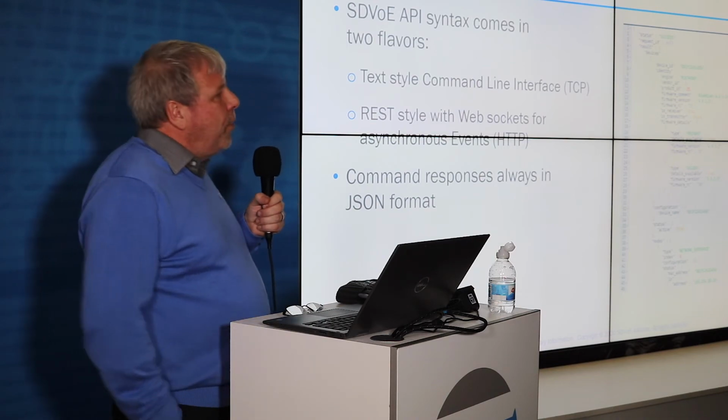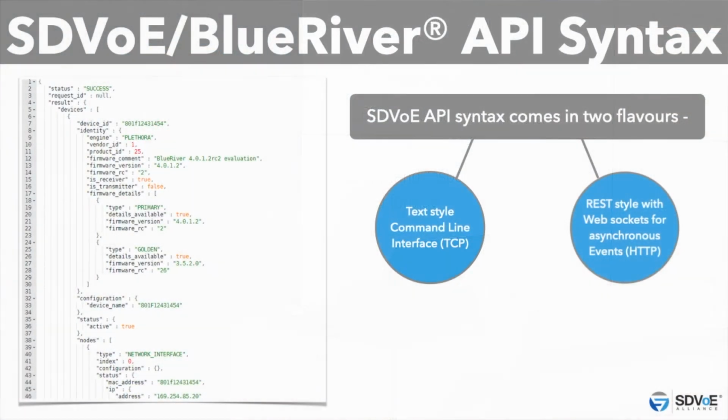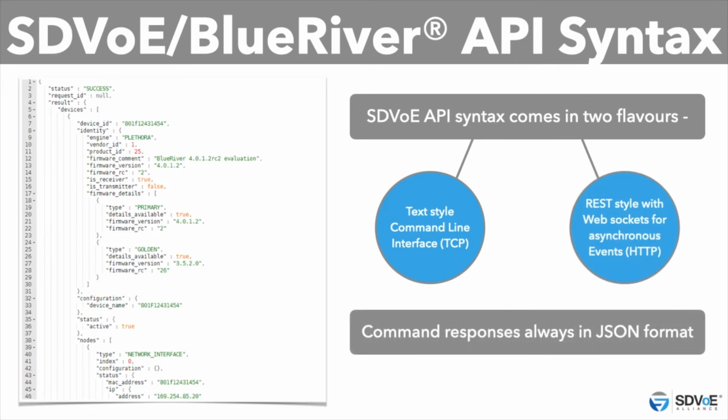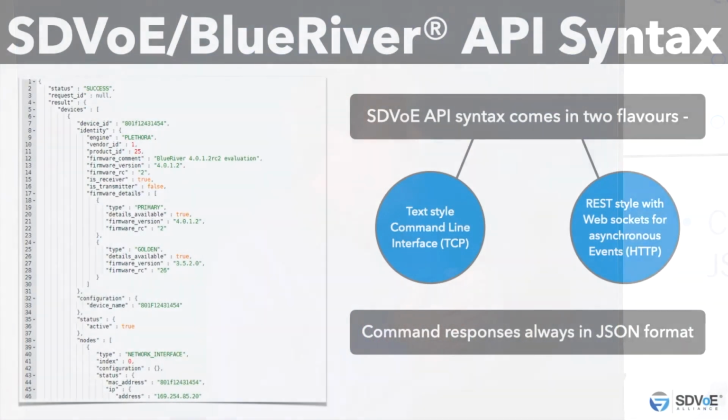But regardless of which syntax is being used, regardless if it is a REST API command or command line interface command, the reply back for these commands is always going to be in the same format, and the return of every command is basically in a JSON format.